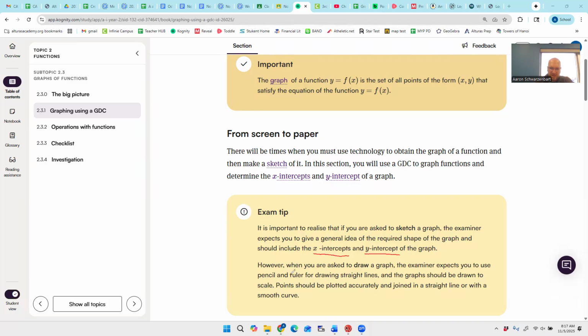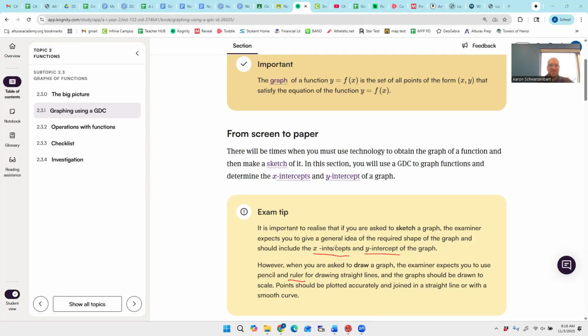They expect you to use a ruler or some sort of straight edge to draw straight lines. Scales should be a concern. I guess you can use the edge of your calculator. Things should be drawn to scale if it says draw the graph. If you're solving by graphing, draw it decently.